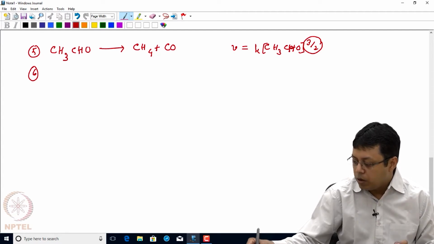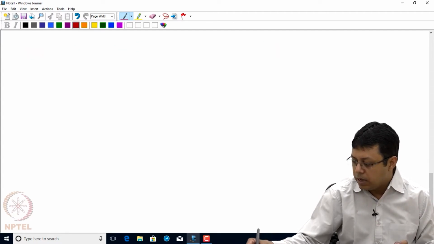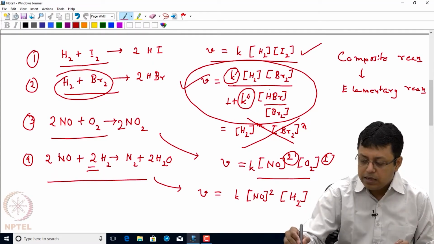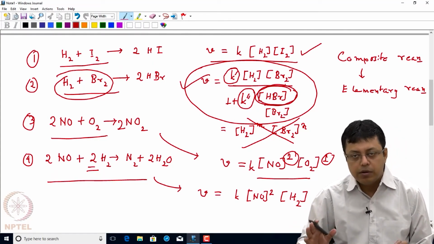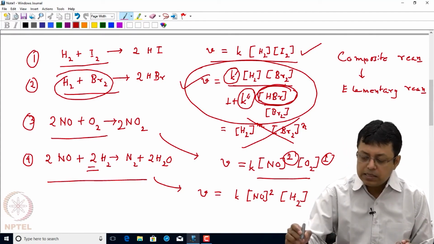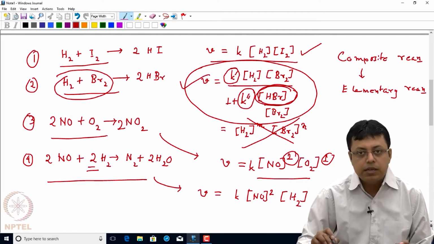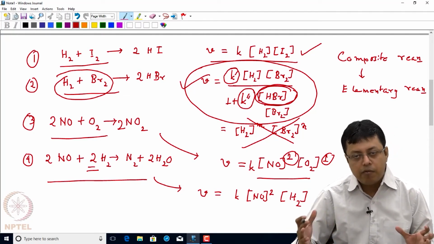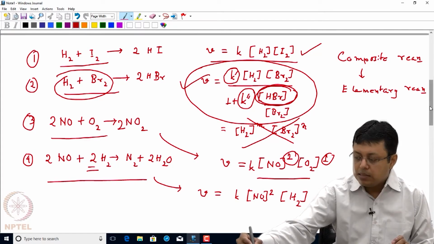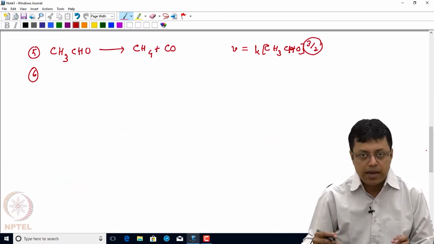One more point I wanted to make here is that when we talked about the hydrogen and bromine reaction in the previous example, you see that the HBr also appears in the rate equation, which means the product can also influence the rate. Now in this case, as you see, the HBr appears in the denominator, meaning as the HBr is forming, the rate of the reaction will decrease, which means actually this is an example of inhibition, in the sense that formation of the product can actually suppress the reaction.